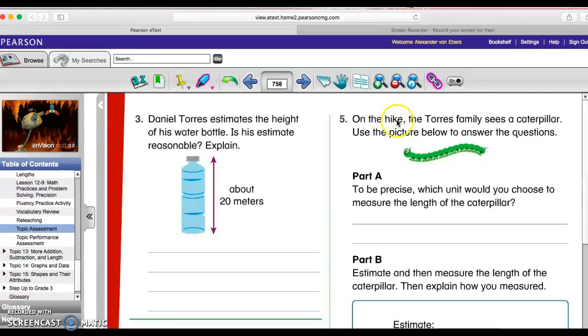Number 5. On the hike, the Torres family sees a caterpillar. Use the picture below to answer the questions. To be precise, which unit would you choose to measure the length of a caterpillar? So a caterpillar, what unit would you use? So remember, units are like centimeters, inches, meters, feet, and yards.